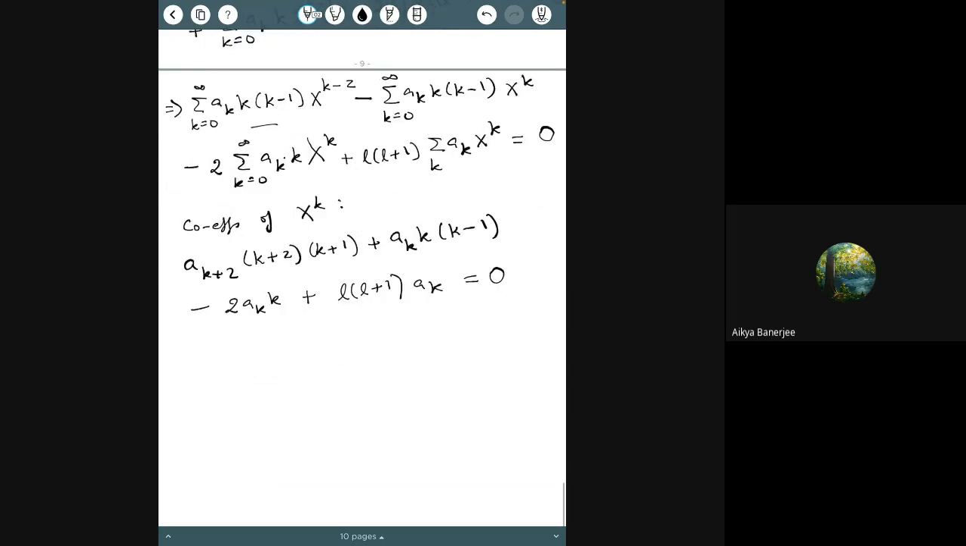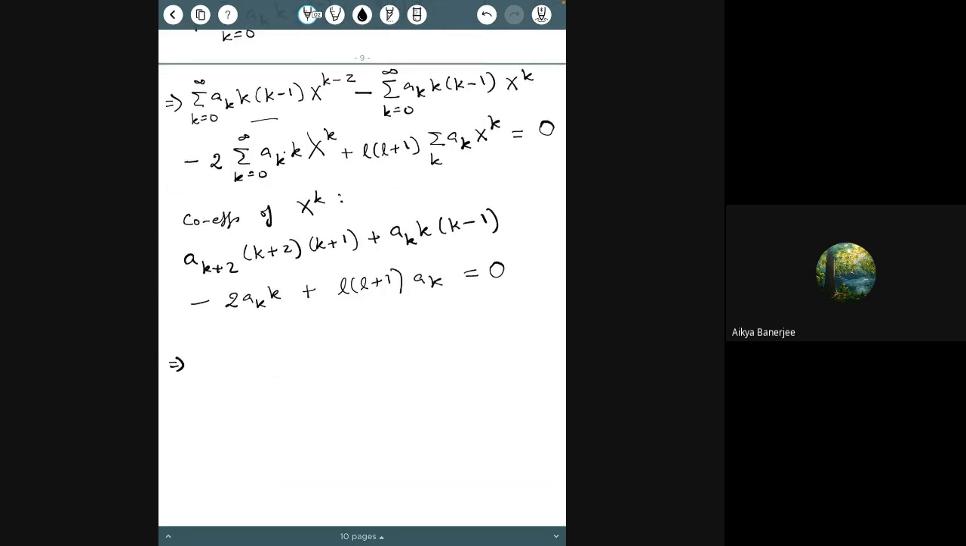This already looks like a recursion relation. I'll just make it a little bit prettier. So a_(k+2) times (k+2)(k+1). I can take a_k common from the three terms. So I have a_k. Okay, I'll just do it in 2 steps. Better. So I take k common. k minus 1.